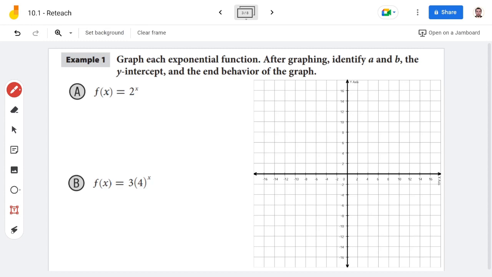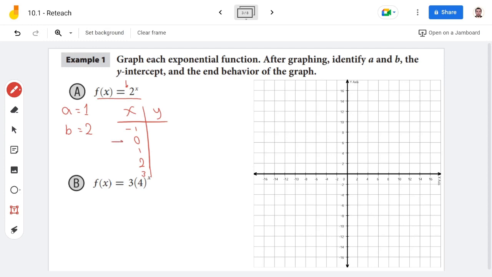So first, we have the exponential function 2 to the power of x. First, we need to identify a. Here, I don't have a, and if I don't have a, then a always equals 1. b is equal to the base, which is 2. Now make a table. You always have to make a table. So pick numbers: -1, 0, 1, 2, 3. Just pick random numbers, from 0 to 3. Just pick 3 to 4 points. It's up to you.